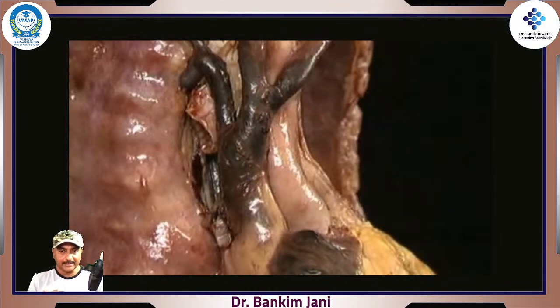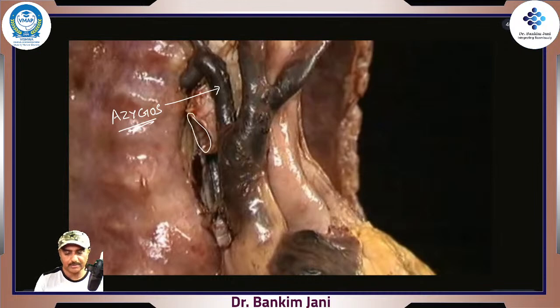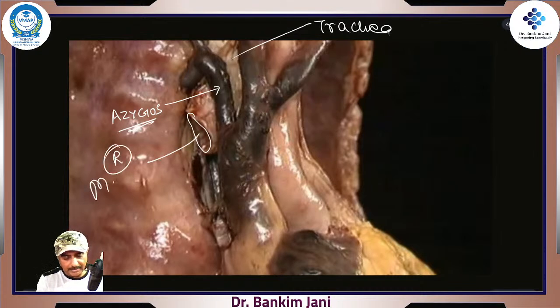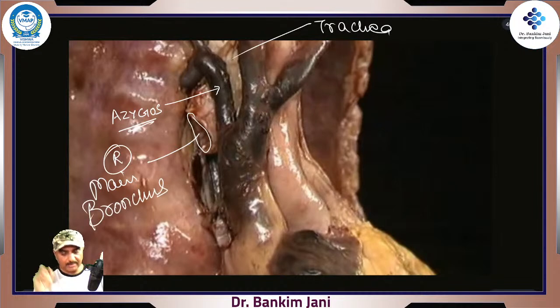Now for this, azygos is what we are watching. And the most mysterious one. Now see, this azygos is looping over something which is such a big structure. That was the trachea. This one is the trachea, and it is this trachea which is now dividing. So that's the right main bronchus.